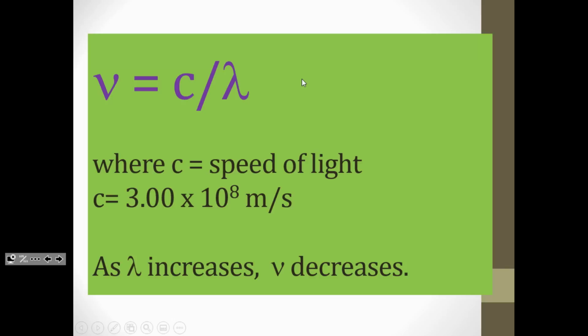Well, howdy, howdy, howdy. This is going to be a video that talks about how to calculate wavelength, frequency, and it's going to use the constant speed of light.